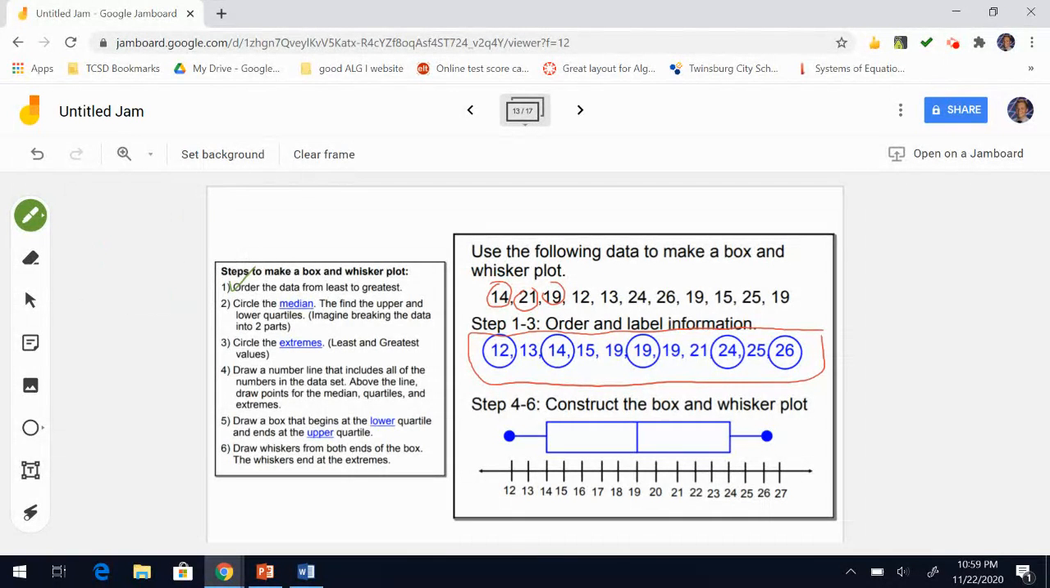Circle the median. The median is that middle number, right? So we have 1, 2, 3, 4, 5, 6, 7, 8, 9, 10, 11. So now we have 1, 2, 3, 4, 5 numbers here to the left and 5 numbers to the right. So we know that this is our median, and you can see how it lines up here. 19 corresponds to that middle part of the box. And now we're going to cut this part in half. We have these 5 numbers. We have 1, 2, 3, 4, 5. Oh, they're going to circle. I'm sorry. I'm getting ahead of myself.